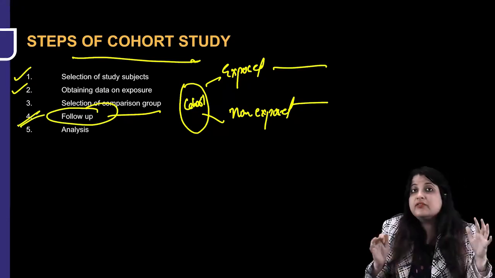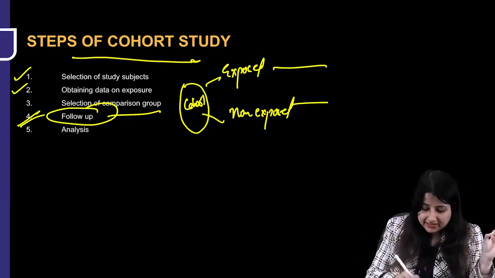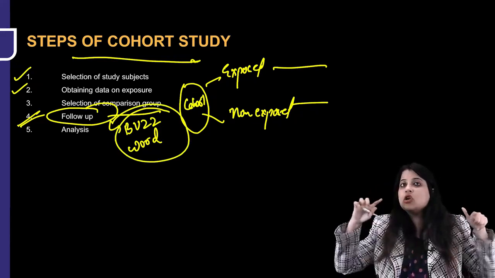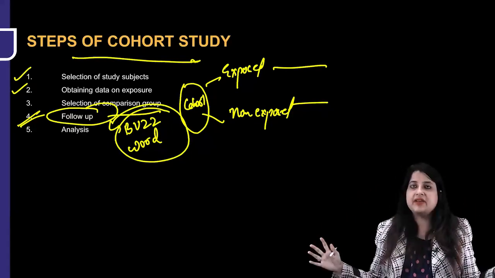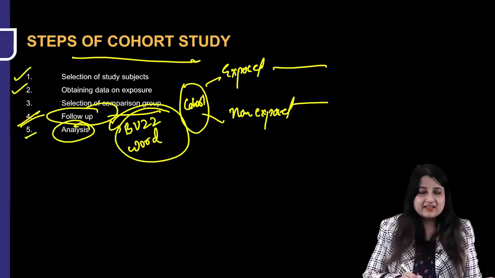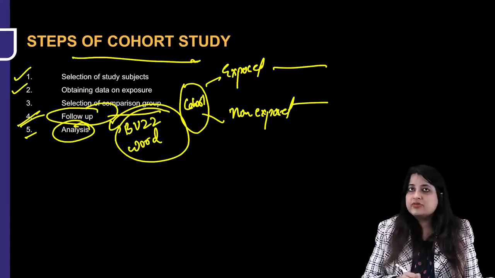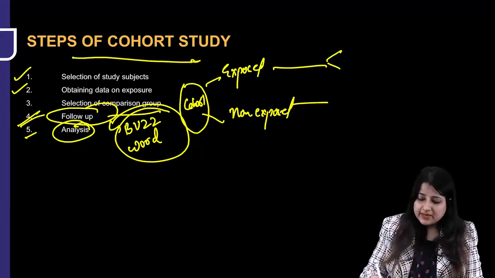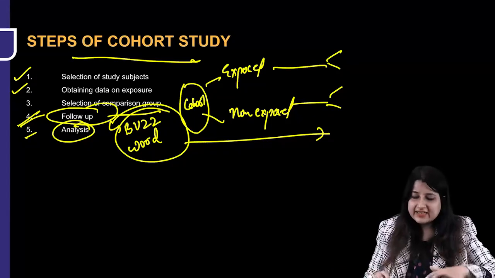If you see the word follow-up in any question, guys, you will know it is a cohort study. This is a buzzword. Okay, if you see the word follow up mentioned, it means we are referring to cohort. And then we'll do the analysis. Analysis is measure of strength of association in the form of relative risk, attributable risk, and population attributable risk, which will be discussed. Okay, so those are the steps.